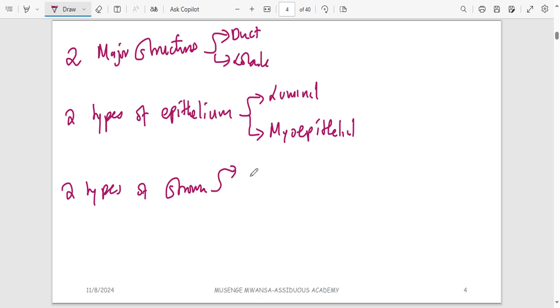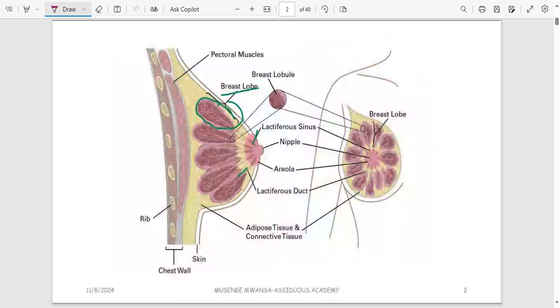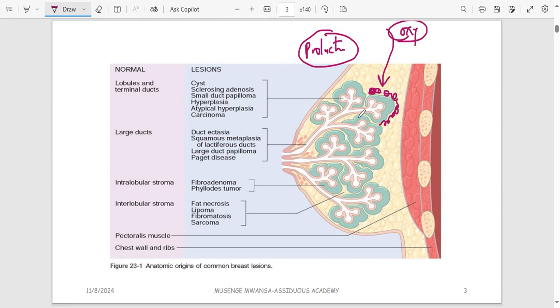And for the supporting tissue, we have got interlobular and then intralobular. So the connective tissue within the lobule is intralobular, and then between lobules, that will be the inter. We can see we have got this connective tissue between lobules, that is the inter, and then just within the lobules, that will be the intra. That is important for us to understand at least.